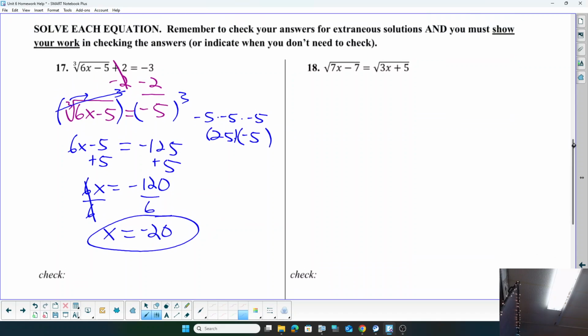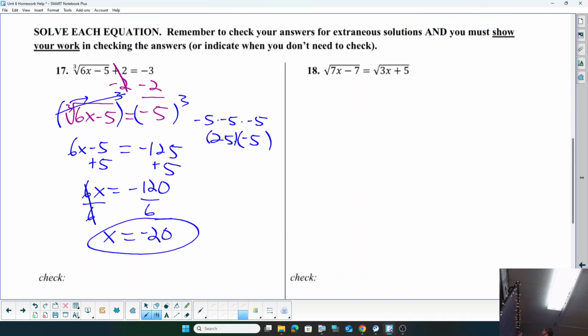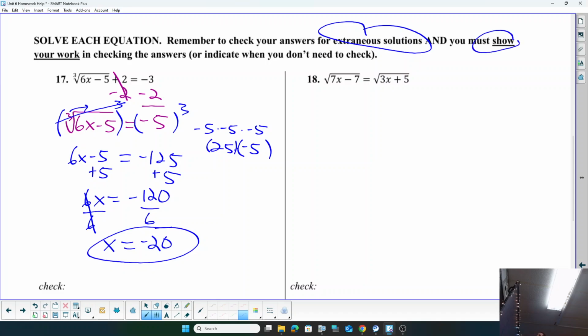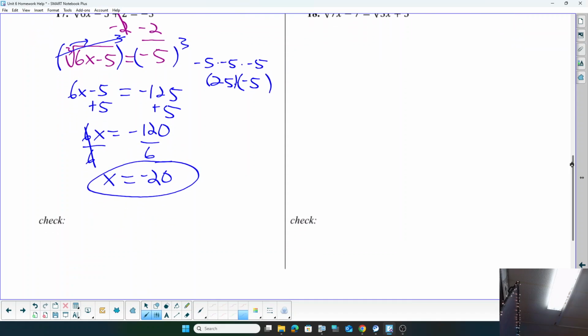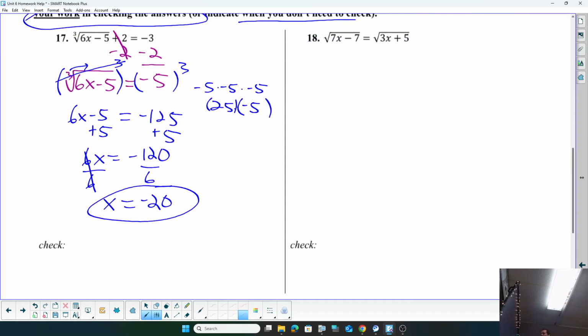So make sure it says here to check for extraneous solutions. You must show work and check in the answers, or indicate when you don't need to. Okay, good. So we're going to plug in negative 20 now. So we have the cube root of 6 times negative 20 minus 5 plus 2 equals negative 3.